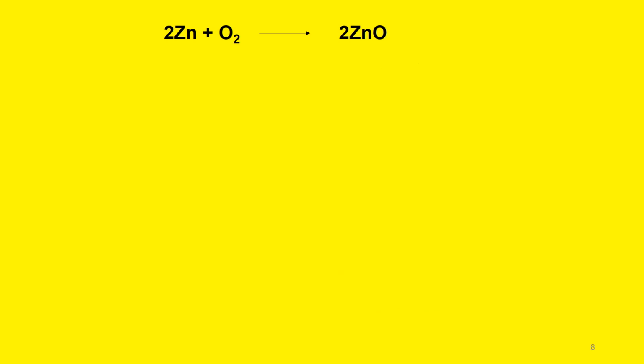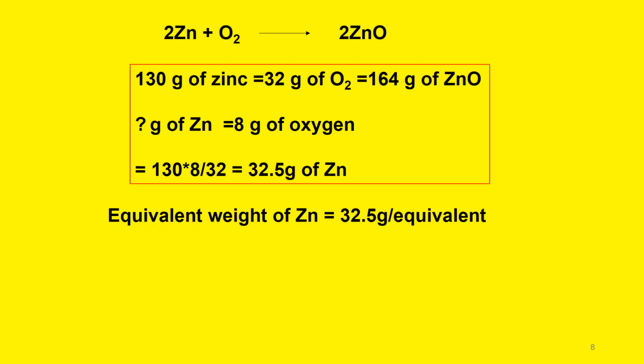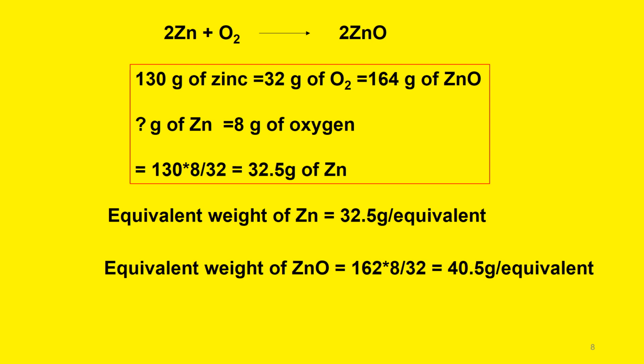The equivalent weight of a substance in a reaction involving oxygen must be calculated by equating the mass of the substance with 8 grams of oxygen. In the reaction between zinc and oxygen, 130 grams of zinc react with 32 grams of oxygen. Therefore, 8 grams of oxygen react with 32.5 grams of zinc. This means that the equivalent weight of zinc is 32.5 grams per equivalent. In the same way, the equivalent weight of zinc oxide is 40.5 grams per equivalent.